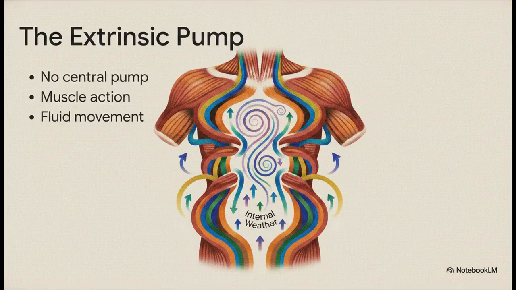If the spider's web is our structure, the weather system is our flow. Did you know your lymphatic system, the cornerstone of your immune system, doesn't even have a central pump?